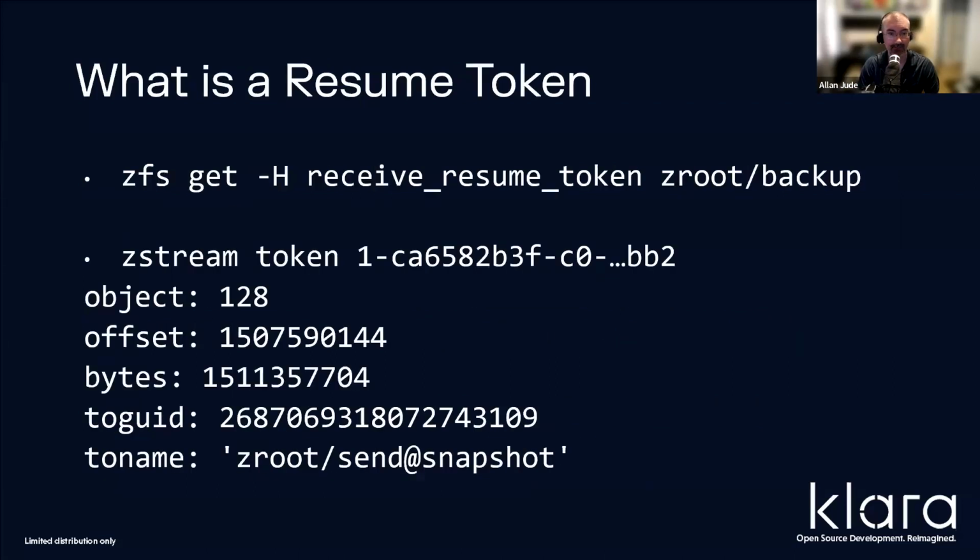And if we just, for example, take a look, if we run zfs get receive_resume_token, it'll give us this really long string that I truncated because it would have filled the entire slide. But inside that we see, oh, we're sending object 128 at this offset of 1.5 gigabytes into it, and that we have another 1.5 gigabytes to send. And here's the GUID of the snapshot we're putting it into, and it's called @snapshot.